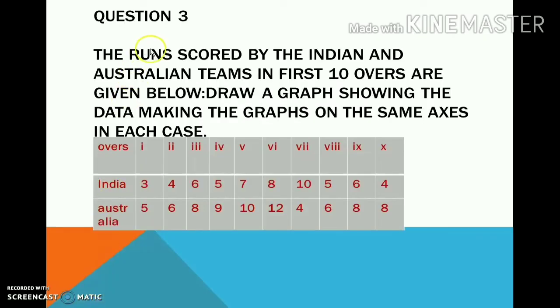Next, question 3. The runs scored by the Indian and the Australian teams in the first 10 overs are given below. Draw a graph showing the data, making the graphs on the same axis in each case. बेटा दोनों को हमने एक ही ग्राफ पर रिप्रेजेंट करना है. इंडियन टीम के रन्स भी और ऑस्ट्रेलियन टीम के रन्स. Let's see. Let's do it on the Cartesian plane.